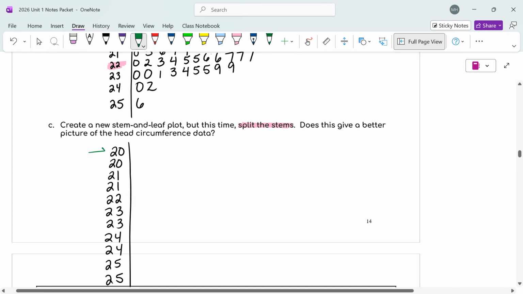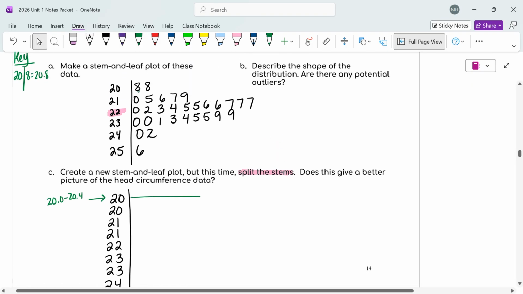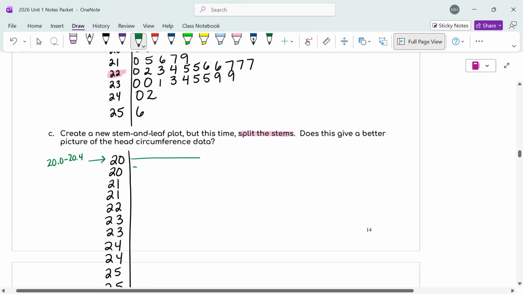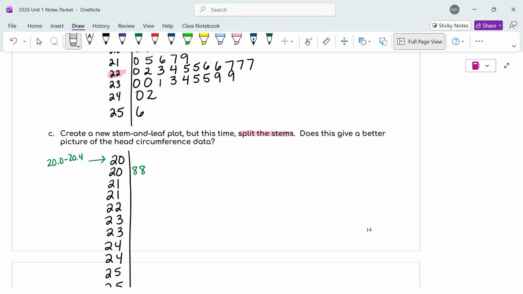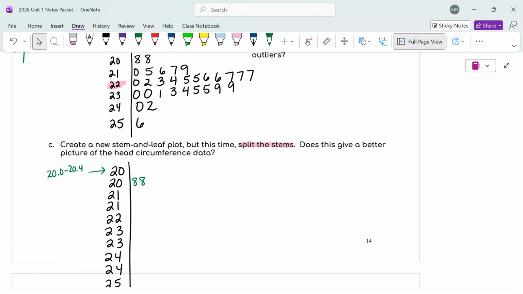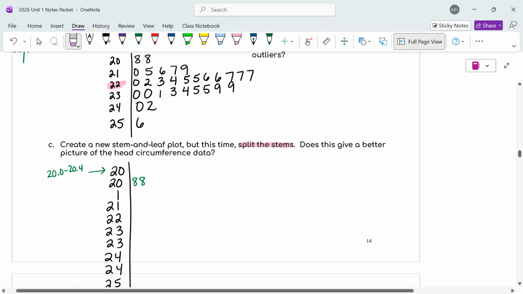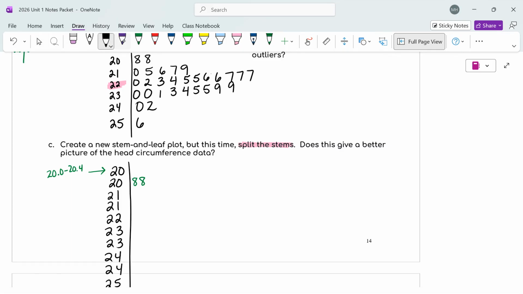The first stem, if there's a number in your data that would go from 20.0 to 20.4, you would include it in this line. But I notice my only 2 in the 20s are 20.8s. So I'll put those here and leave the first one blank. For 21, whoops, I didn't mean to erase that.